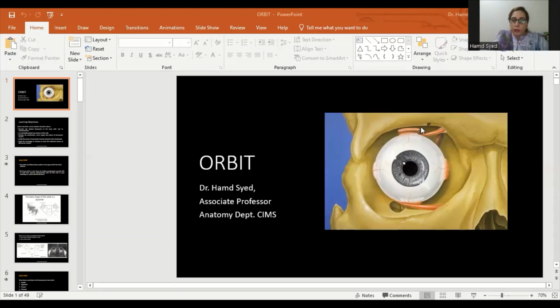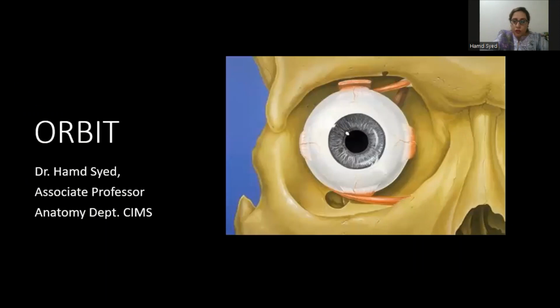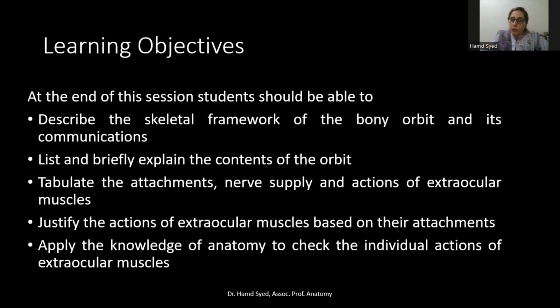Today we're going to be talking about the gross anatomy of the orbit. So our learning objectives for today's session are that you should be able to describe the skeletal framework of the bony orbit and its communications. Also list and briefly explain the contents of the orbit.